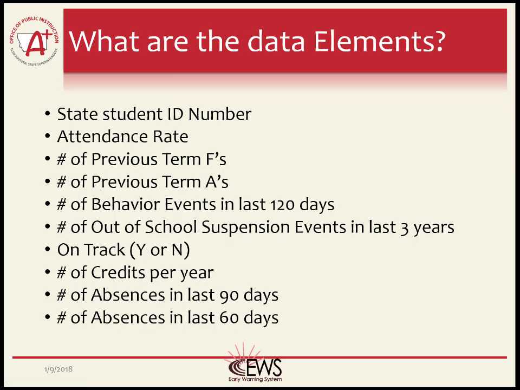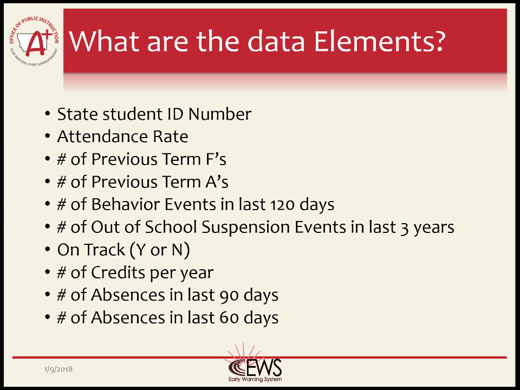There are about 10 data elements that must go into the data file. 9 of them are variables about each student, and 1 is the identifier, so the EWS knows which student to attach the data to. The identification variable is the state student ID number. The other 9 are attendance, grades, and behavior data that the OPI does not collect for each individual in the state. This data is needed to use in the EWS.